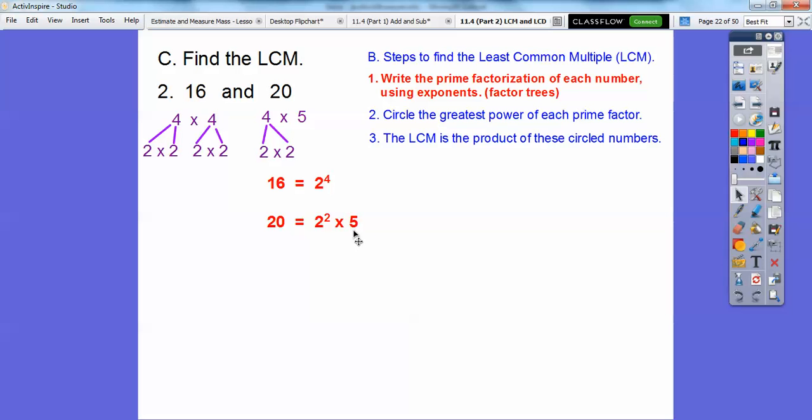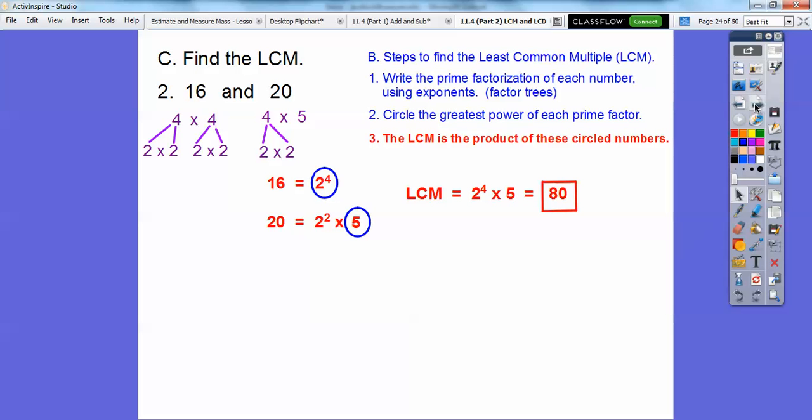Okay, so I see some 2's and 5's. I'm going to take the biggest power of 2's, which is this one, and the biggest power of 5's, which is that one, and then multiply them. So circle the biggest power of each prime factor, and then multiply those. 2 to the 4th is 16. Remember, I got 2 to the 4th right here, which came from this 16. And then 16 times 5 is 80.